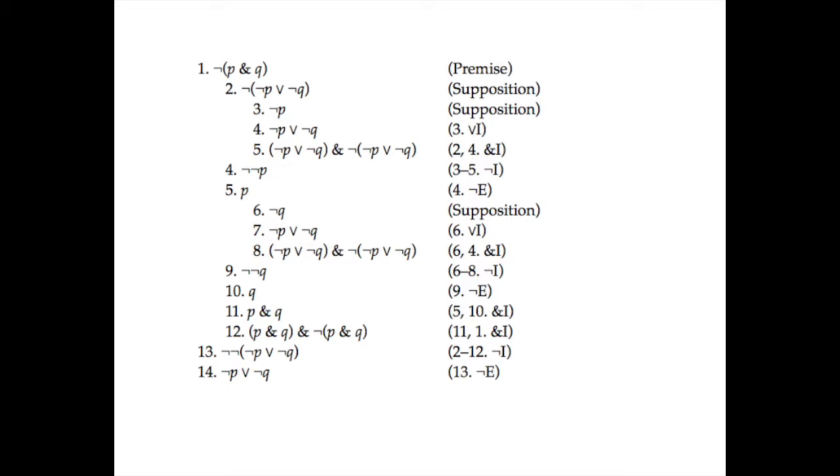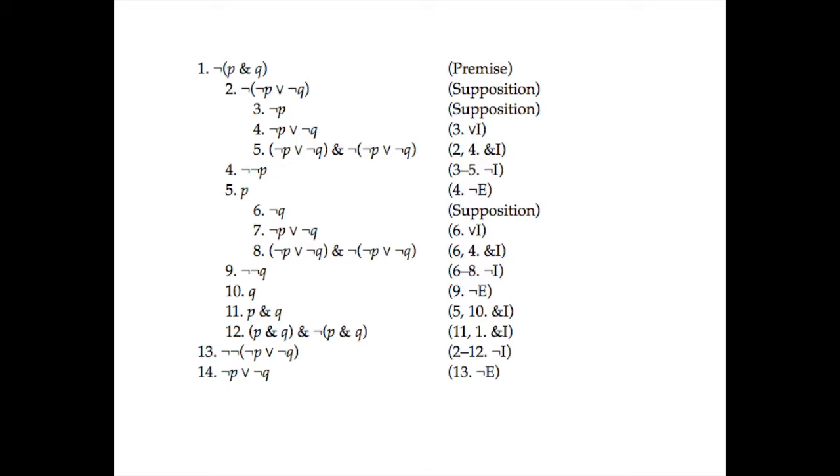All right, so on line 2, I'm going to assume the opposite of what I want. I'm going to assume it is not the case that not P or not Q. That's line 2. That is a supposition. And now I'm just going to recreate a proof that I did a minute ago, right? I've already proven that if you have not and then a disjunction, that what you get is not the first thing and not the second thing.